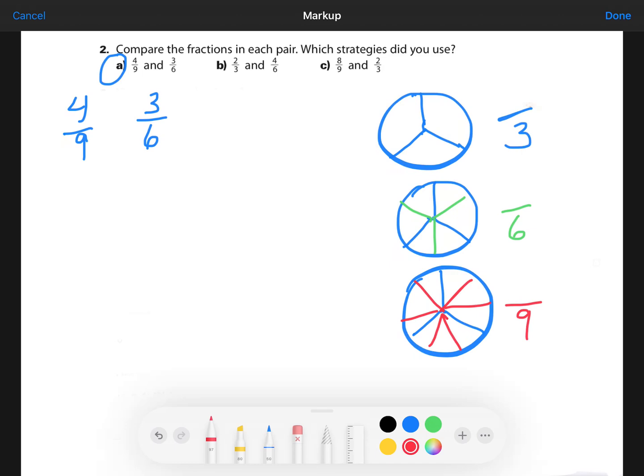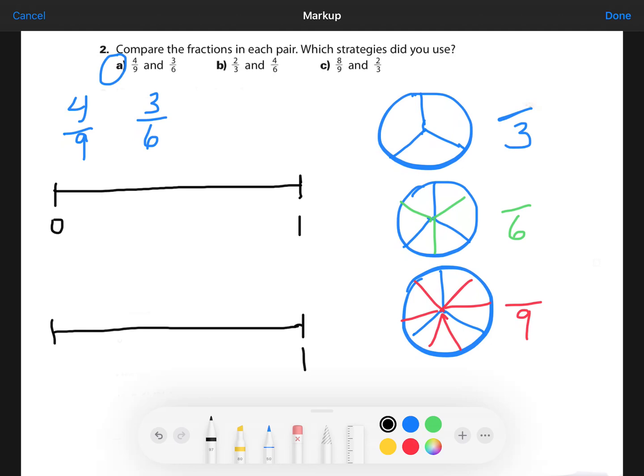So the same thing applies with number lines. And I think I'm going to use black. I'm going to draw a number line for sixths. Here's my 0. Here's my 1. And I'm going to draw an identical number line below that for the ninths. And I'm going to do my very best. This is, after all, just an estimate, but I'm going to do my very best to make sure that these line up.